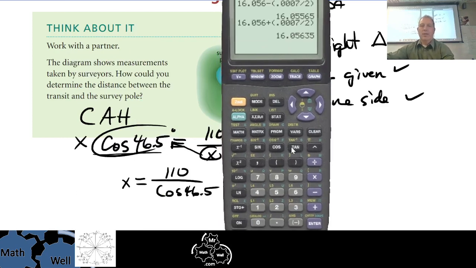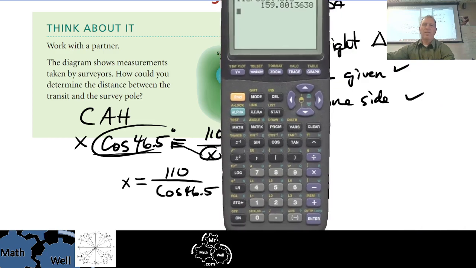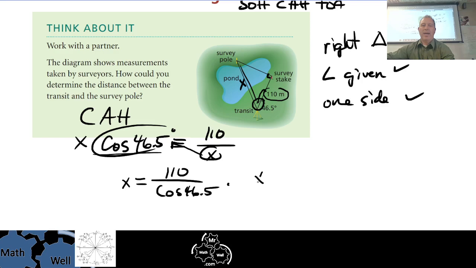Okay, so I'll get my calculator going here, turn it on, clear it up. So 110 divided by cos 46.5. And I think I'm in degrees. Am I in degrees? Okay, did anybody get 159.8 meters? All right, I think that should be correct. So x equals 159.8 meters. Now, does that seem reasonable? Yeah, it's bigger than 110, for sure.